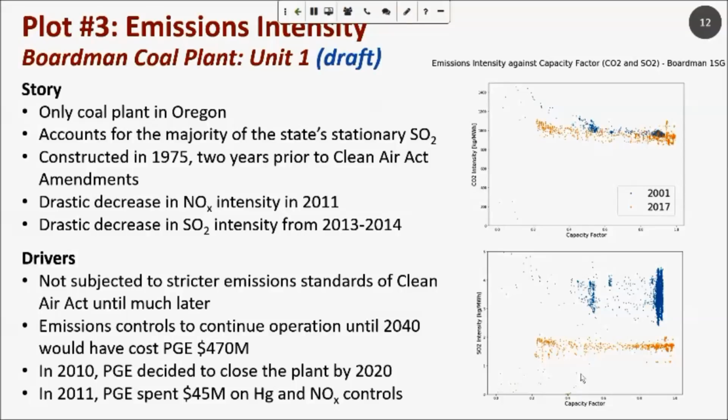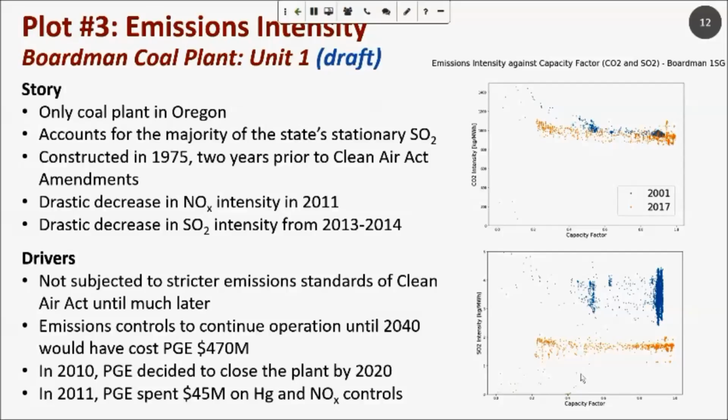we've noted a drastic decrease in NOx intensity, and that actually happened in 2011. If you were to select more years on the dashboard, you'd be able to see the exact year in which the NOx really decreased. And the SO2 intensity really dropped in 2013 and 14. So as I mentioned, the plant wasn't subjected to strict emissions controls until much, much later.